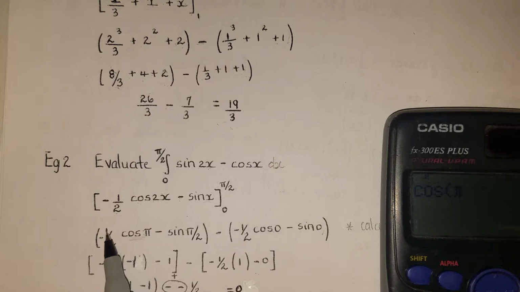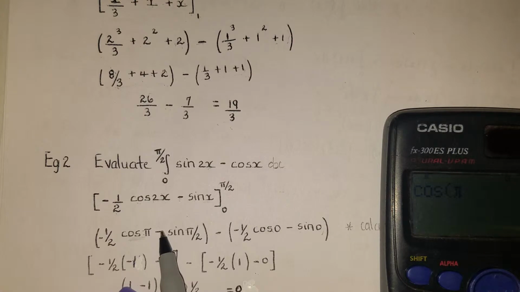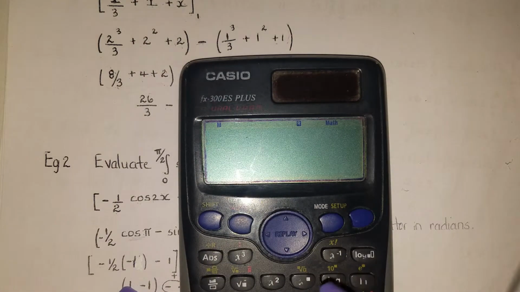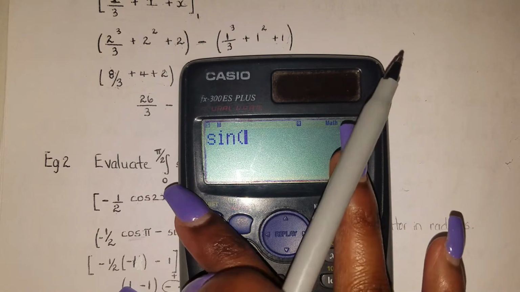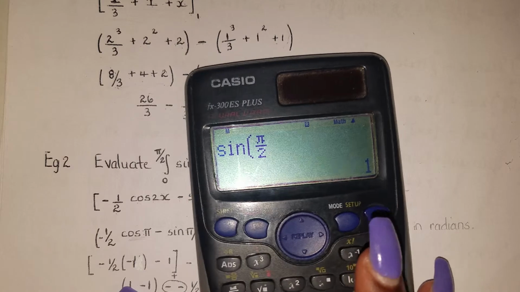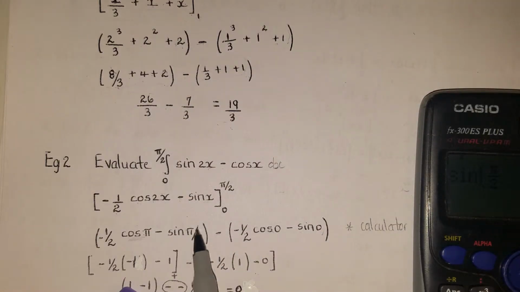Negative 1 times our negative half is a positive half. Then we put back our minus sign. Now we're going to do sine pi over 2. So sine pi over 2 gives us a positive 1. So in this place, we're going to put our positive 1.